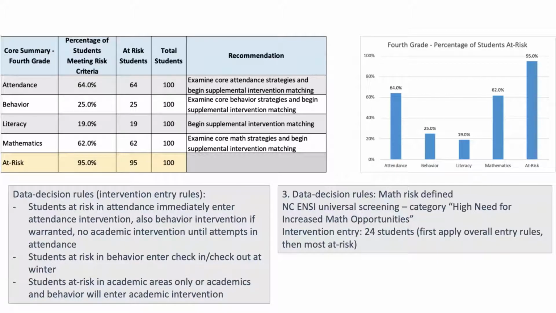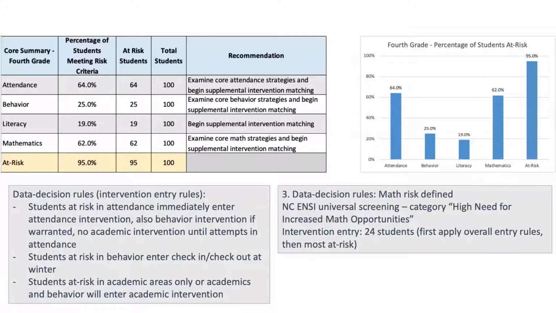And another gut reaction might just be to provide intervention to all students. And this is a risk to dilute both core and intervention. So it's imperative that we have data decision rules at this point so we can follow them, so we can actually provide help to students who are showing us need.